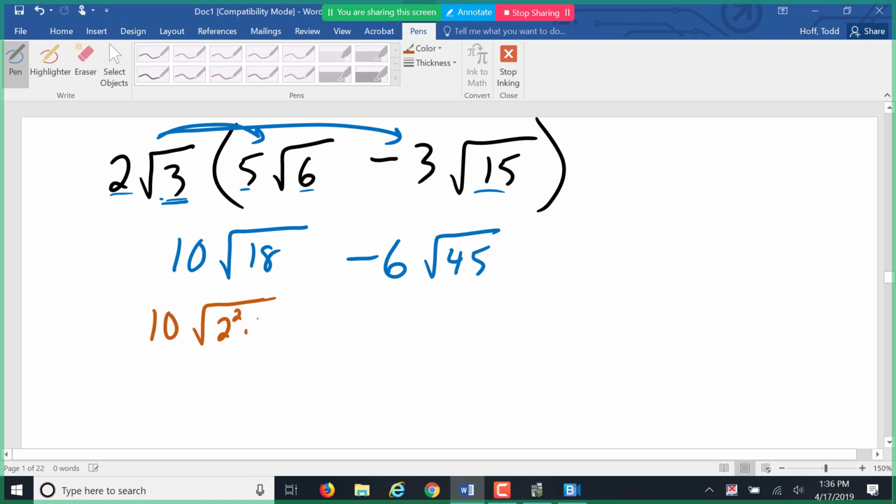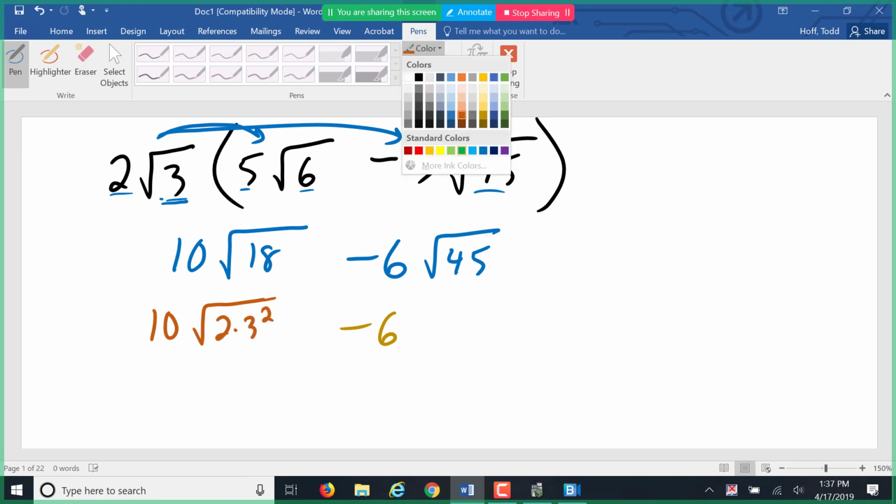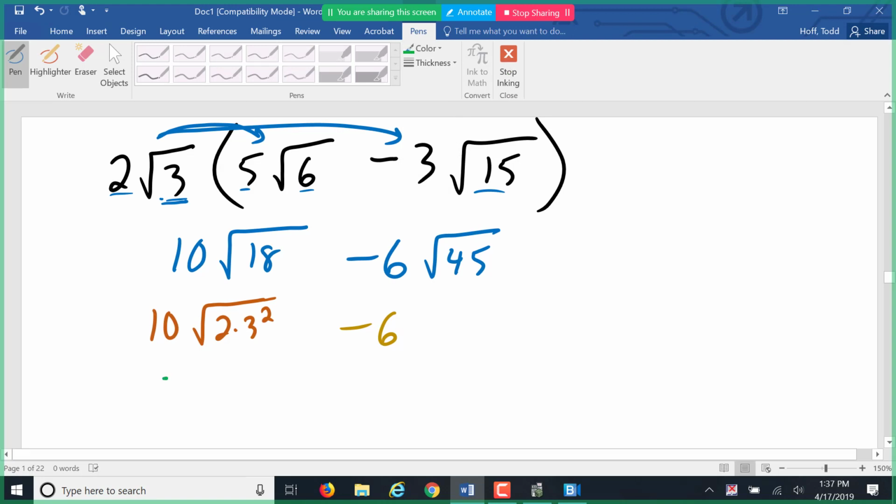18 factors to 2 squared times 3. So we can take out that 2. Will give us 20 times the square root of 3. What's that? 3 squared times 2 is 18? Yes. Oh, sorry, I did that backwards. Let me try that again. 2 times 3 squared. That better? Okay. So I can take out the 3 to get 30 times the square root of 2. Sorry about that.